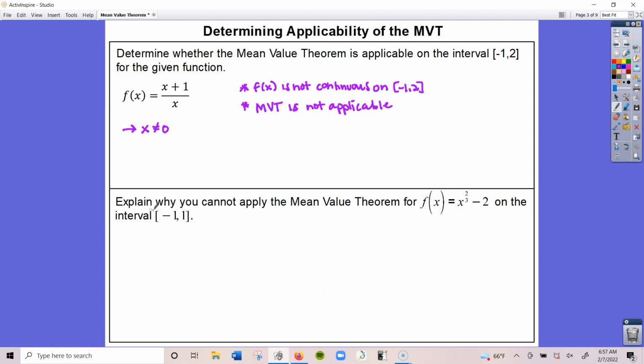Now for the second one here, explain why you cannot apply the mean value theorem, MVT, for f of x is equal to x raised to the 2/3 minus 2 on the interval -1 to 1. Now, whenever you have a variable raised to a rational exponent, remember that the numerator tells you the power of that variable and the denominator tells you the root. So this f of x is equal to the cube root of x squared minus 2.